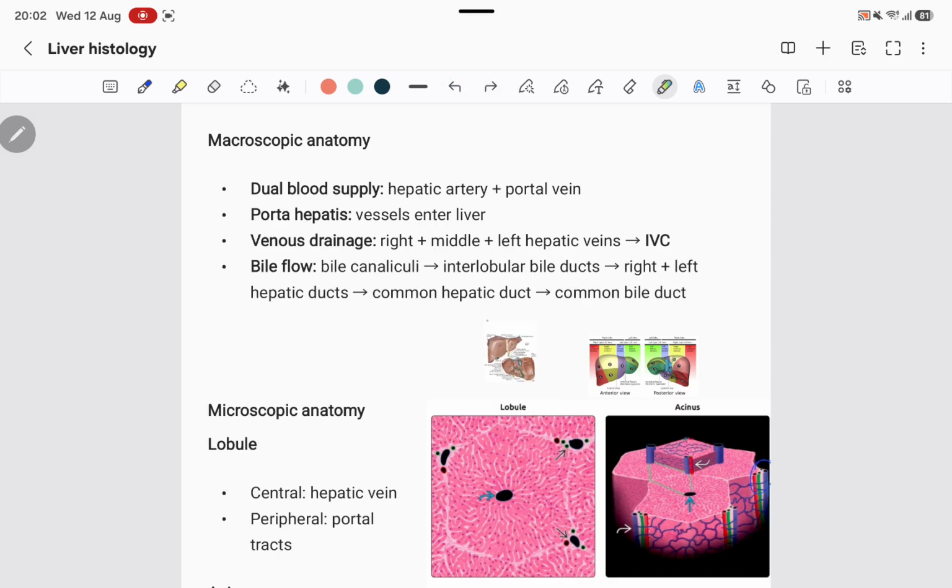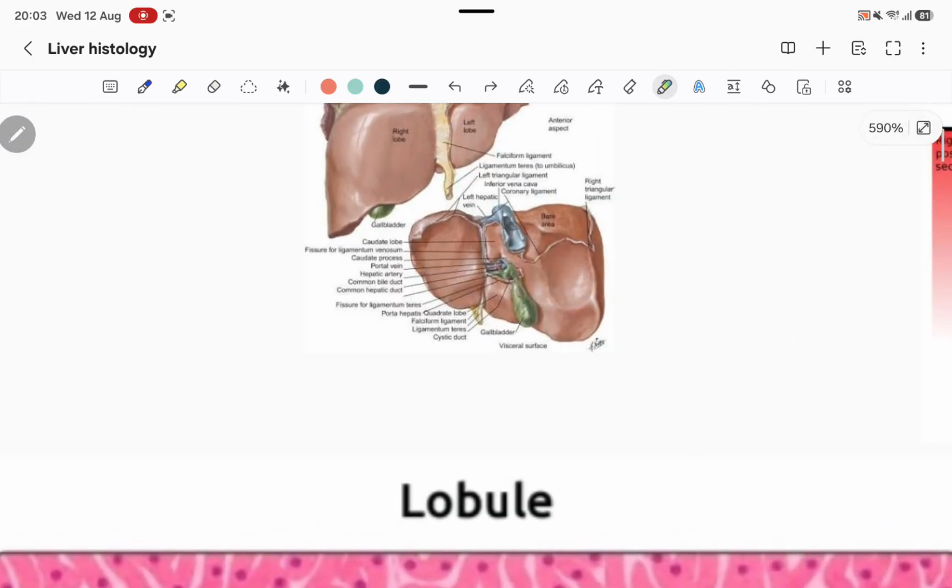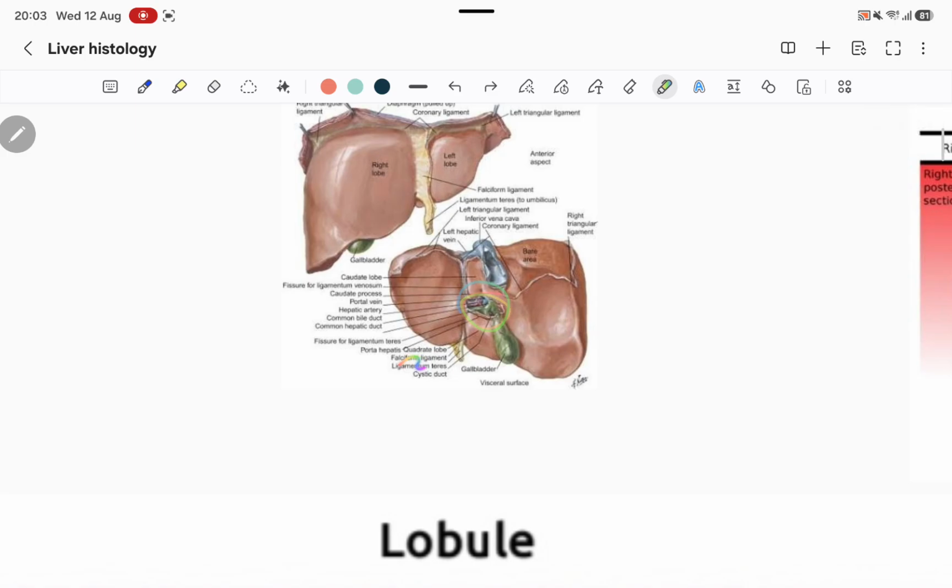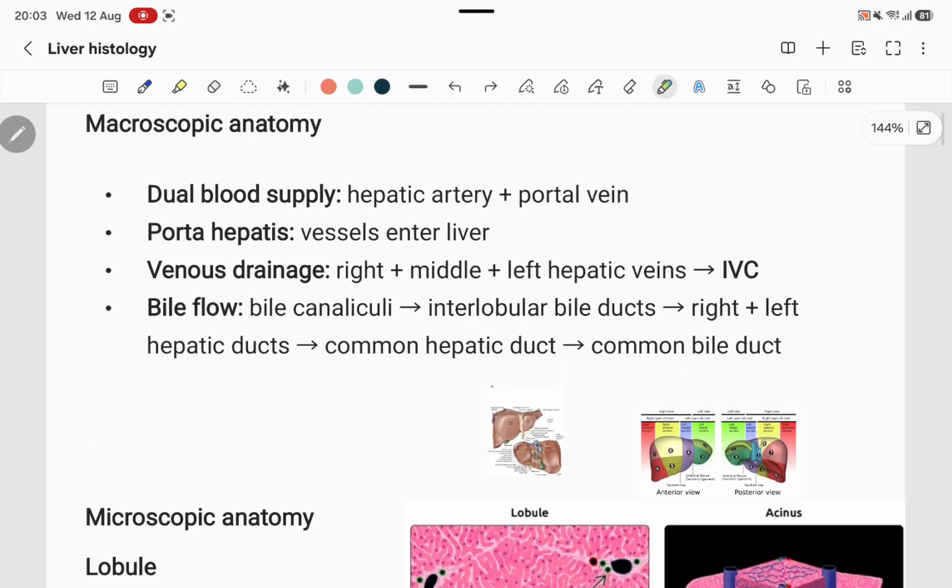So we've got your dual blood supply. The liver is supplied by the portal vein, which comes from all of the gastrointestinal tract and drains all of it into the liver to detoxify and spread out the nutrients. The hepatic artery is going to give the liver the oxygen, of course. The porta hepatis is where the vessels enter, and that's basically what this is. Everything enters there. That's basically the hilum, if you want to call it that.